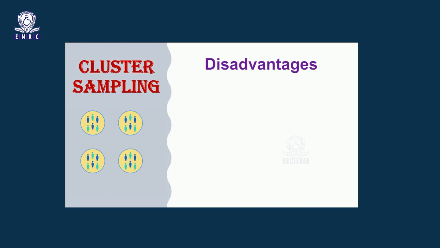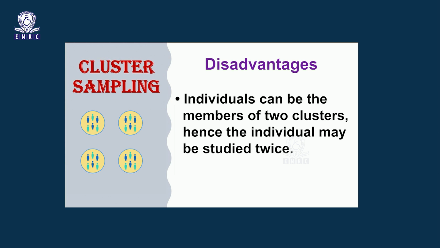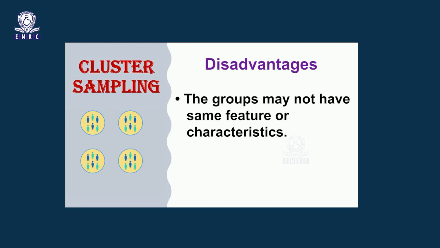Now let us discuss the disadvantages of cluster sampling. Each cluster selected for the study may not be of the same size. The second one is individuals can be members of two clusters, hence the individual may be studied twice. The groups may not have the same features or characteristics, and the sampling error is greater.